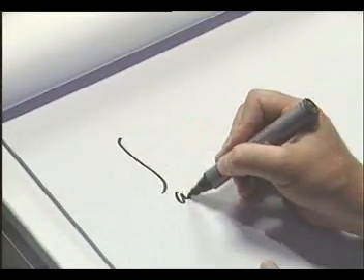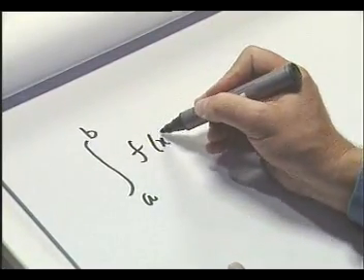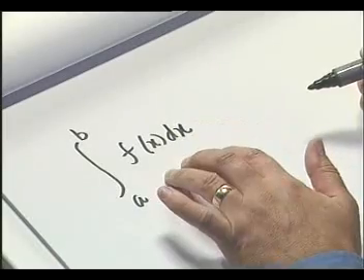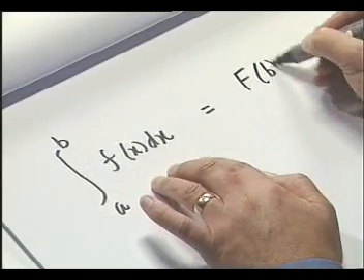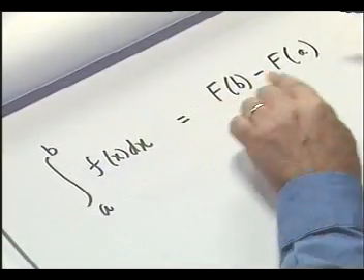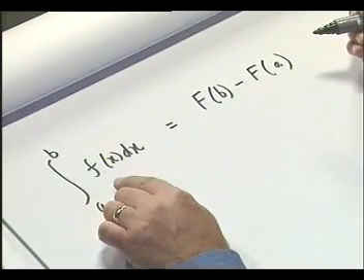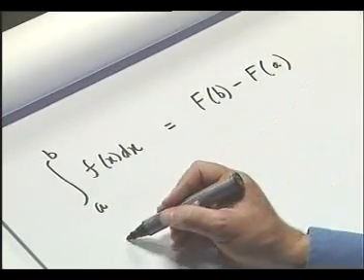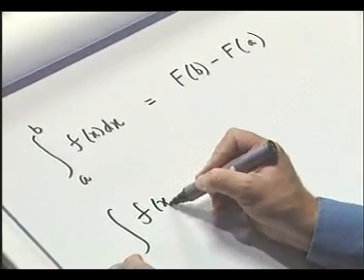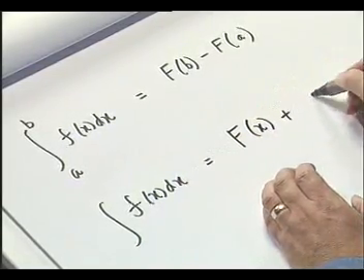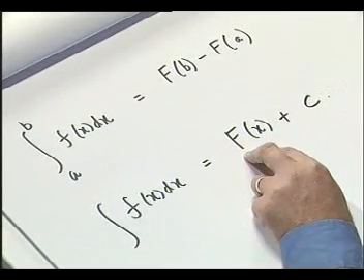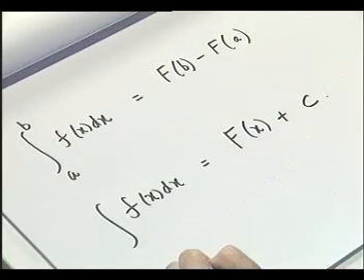Okay, in summary, what have we found? Well, we found that a definite integral, the integral from a to b of little f of x dx, is a number, and it's obtained from the formula F of b minus F of a, where big F is any antiderivative of little f. And we've also seen that the indefinite integral of f of x dx is a function, big F of x, plus an arbitrary constant, again where F is any antiderivative of little f, and c is an arbitrary constant.